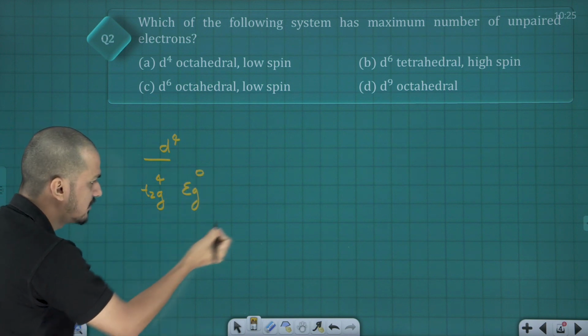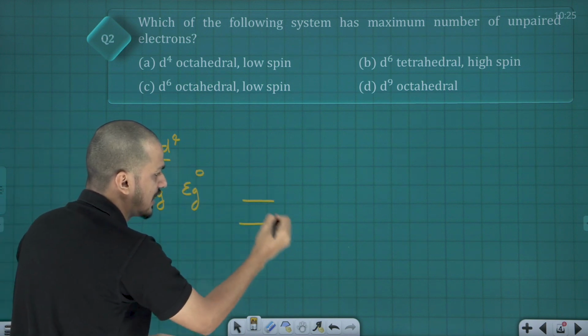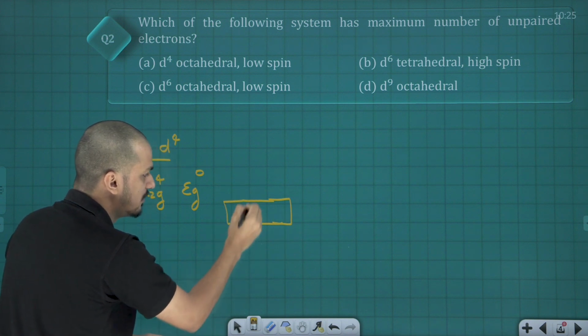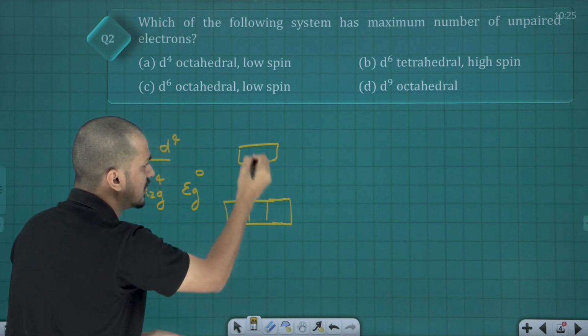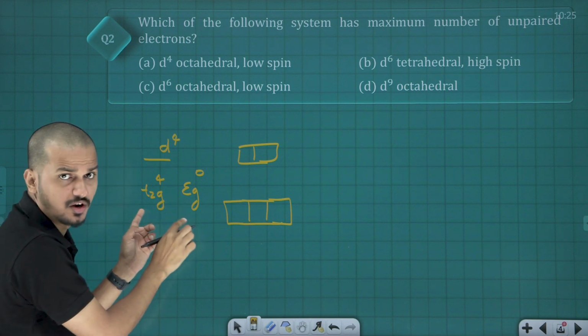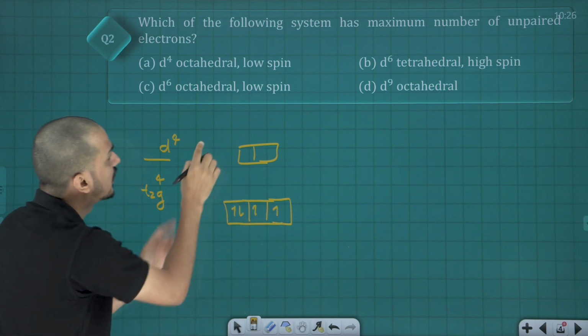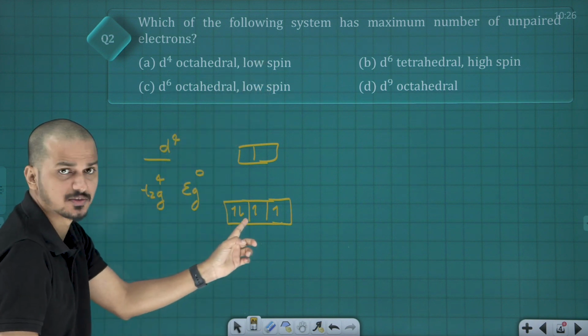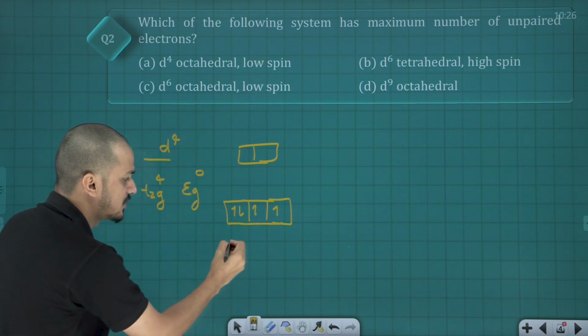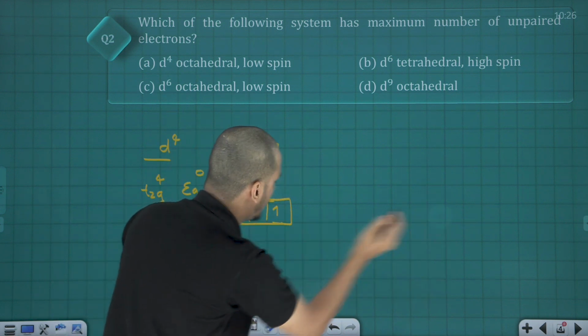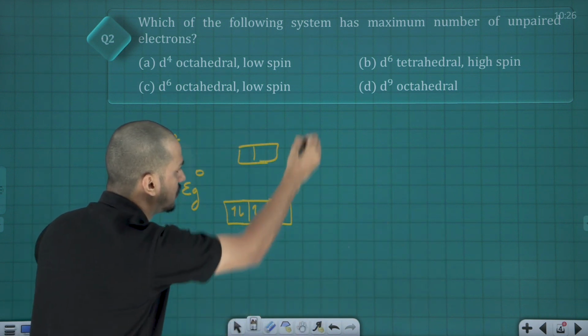That means we can represent it like this. You can easily understand like this. See, t2g means 3 orbitals are there. eg means 0. Here once we are drawing like this, in t2g, 1, 2, 3, 4. Because it is low spin, pairing will take place. So how many unpaired electrons are there? The number of unpaired electrons is equal to 2.